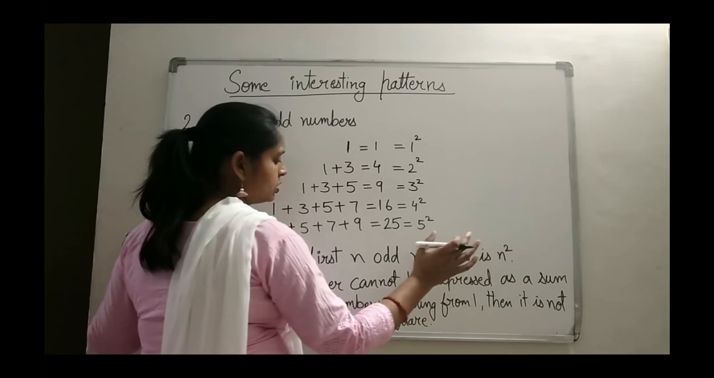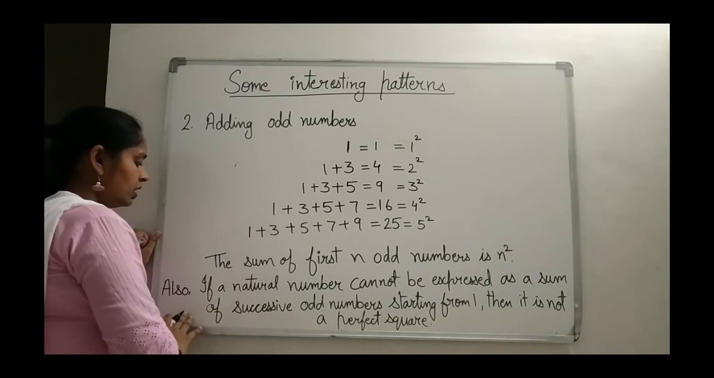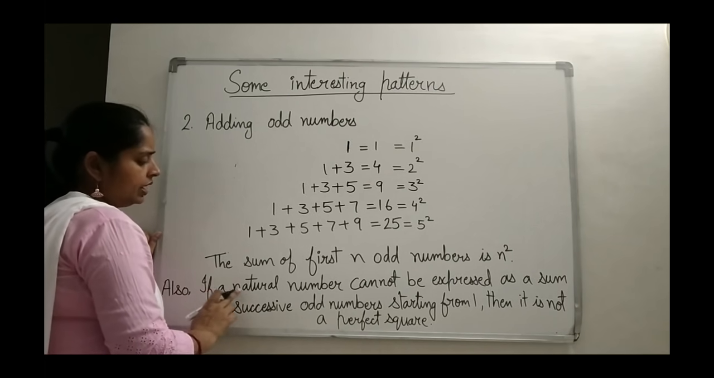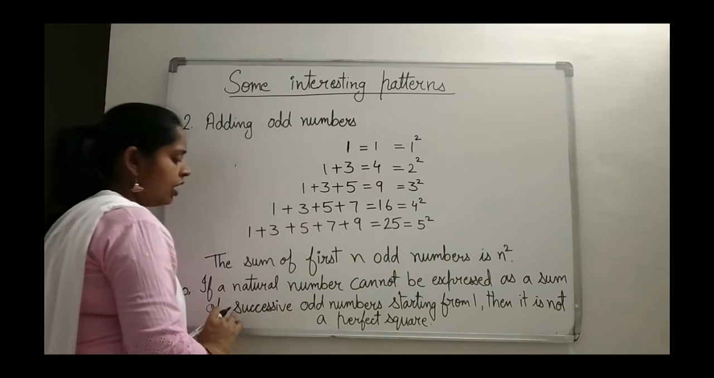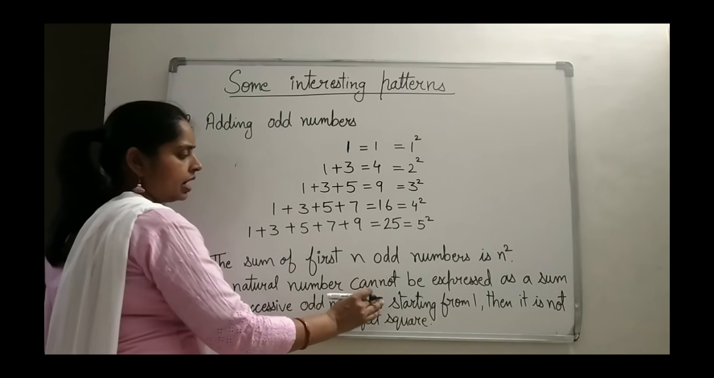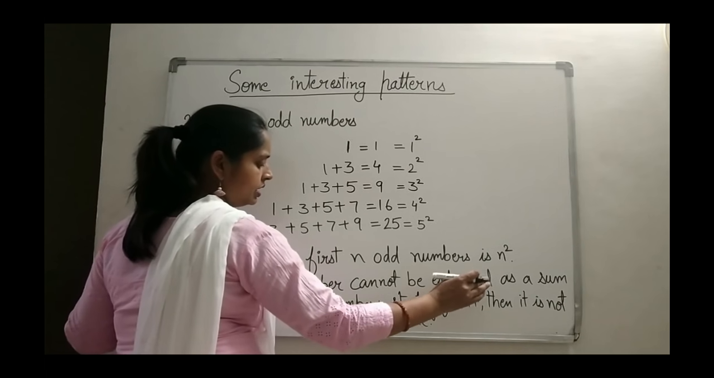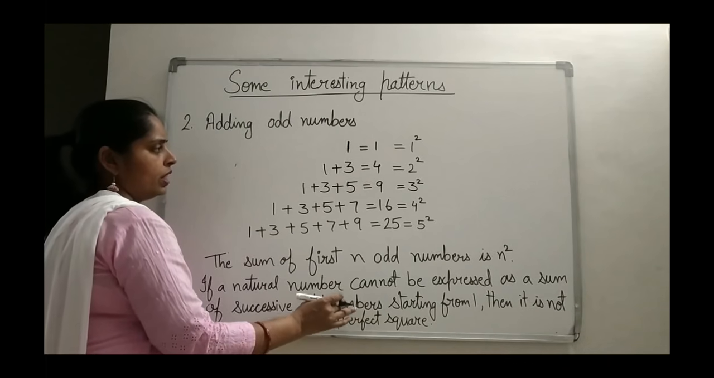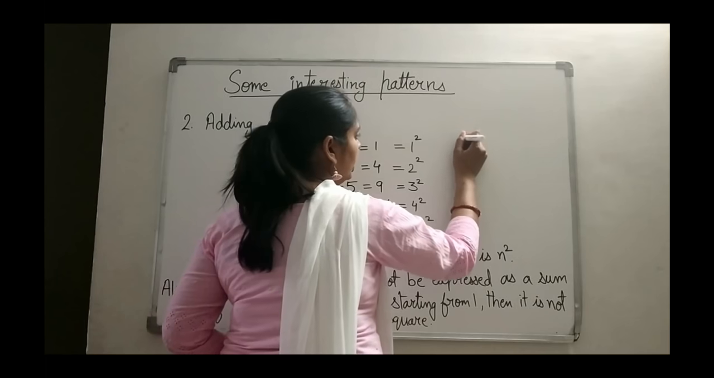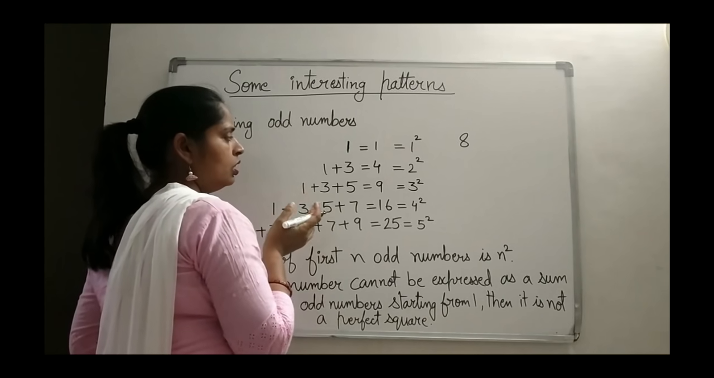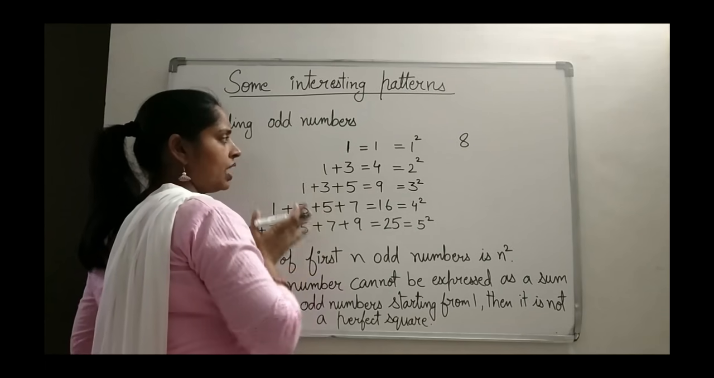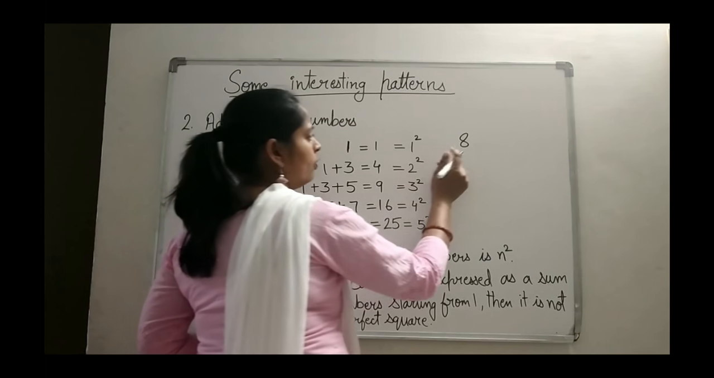Also, you can see that if a natural number cannot be expressed as a sum of successive odd numbers starting from 1, then it is not a perfect square. See, for example, 8 is there and we have to check whether it is a perfect square number or not. So what we'll do? We'll do subtraction of odd numbers.